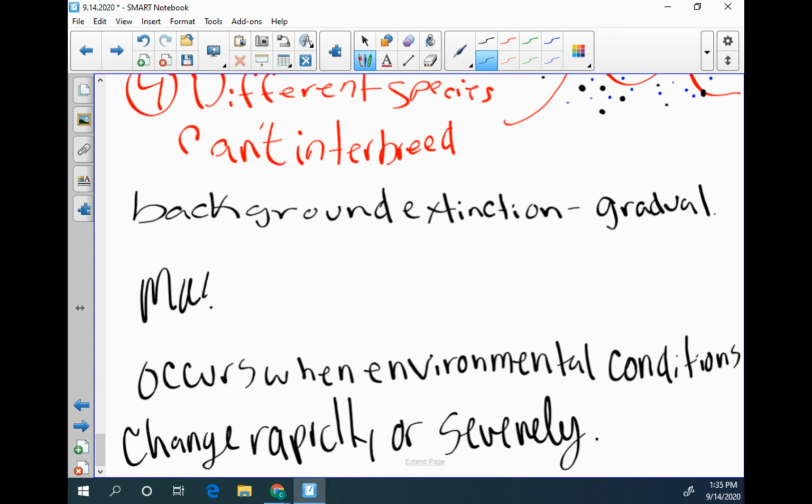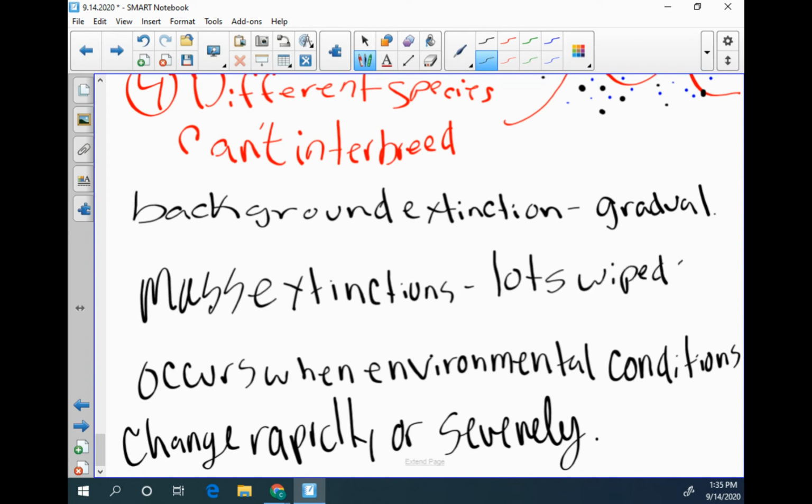Mass extinctions are when lots are wiped out at once. Meaning something happened, volcanic eruption, giant earthquake, meteor hits the planet, and it wipes out all of the populations all at once.